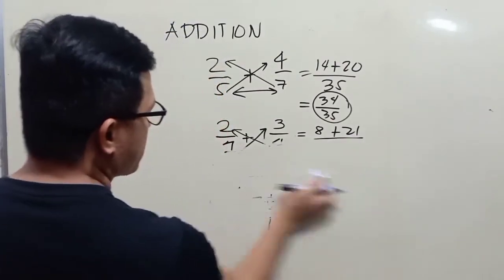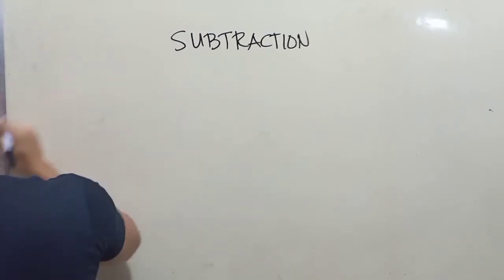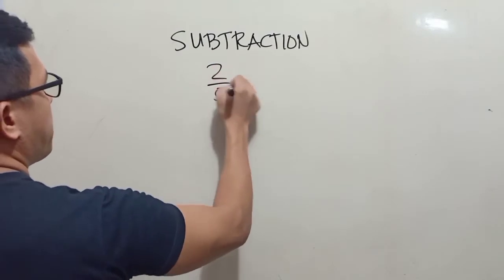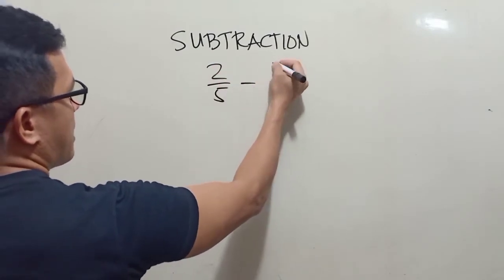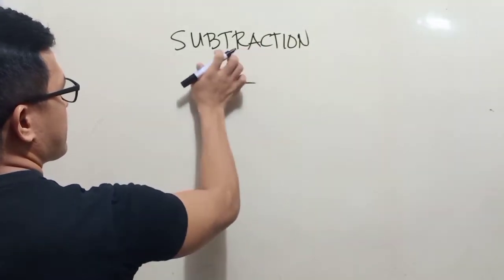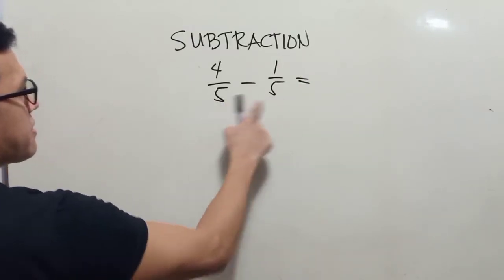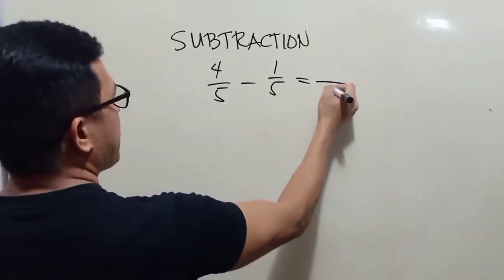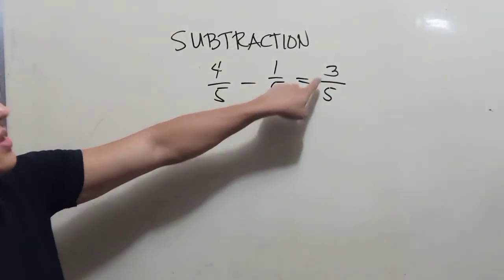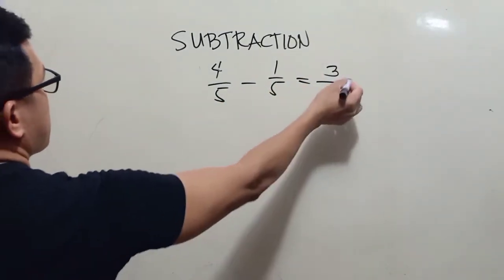Let's go to subtraction. Same rule as addition, but what differs is just the sign, which is minus. So say 4/5 minus 1/5. Same denominator, so copy 5, and then 4 minus 1, that is 3. So 3/5. It's in simplest form because the numerator, which is 3, is smaller than the denominator. So this is now the answer.